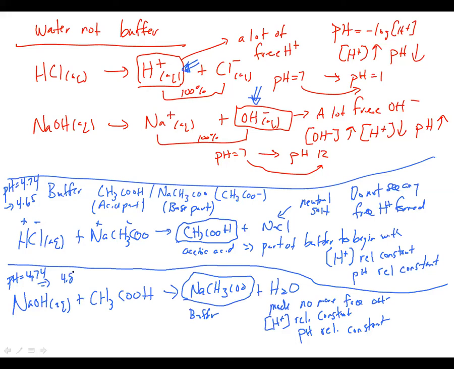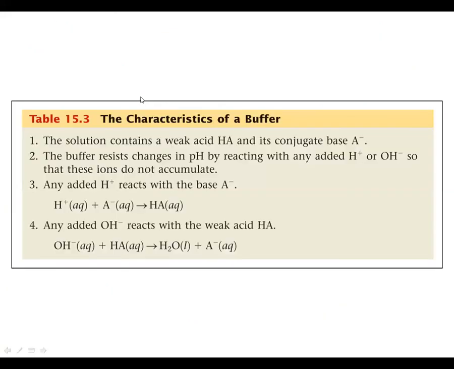The reason for that is really the buffer. What it's able to do is prevent the formation of free H plus when you add acid, and prevent the formation of free OH minus when you add a base to the buffer. Ultimately what that does is it allows the H plus concentration to remain relatively constant, and so will the pH. Any questions on how a buffer works?